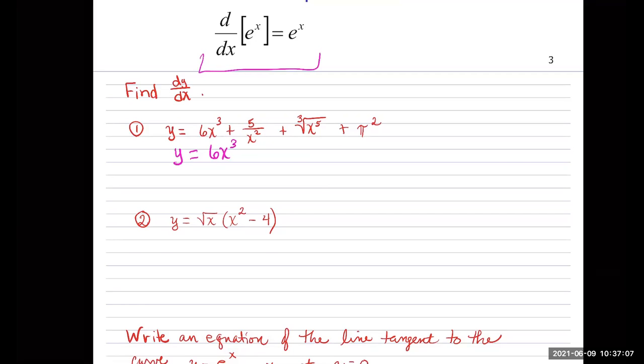So instead of 5 over x squared, I can write that as 5 times x to the minus 2, plus the cube root of x to the 5th. How can I rewrite that as a power of x? Yeah, that's x to the 5/3. And again, notice that I did not take the derivative there. All I did was rewrite that function algebraically. And definitely don't take the derivative of some terms and not others. So this is the original function.